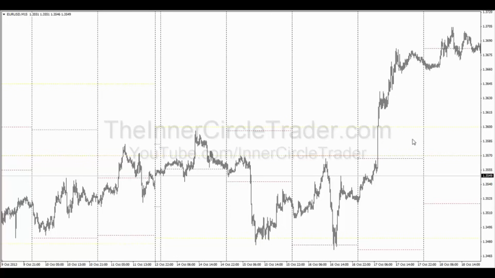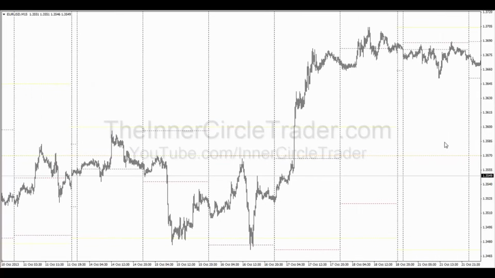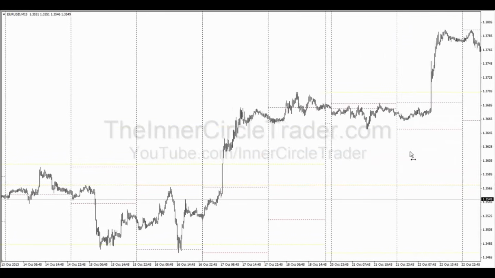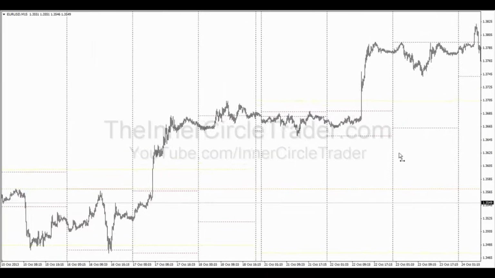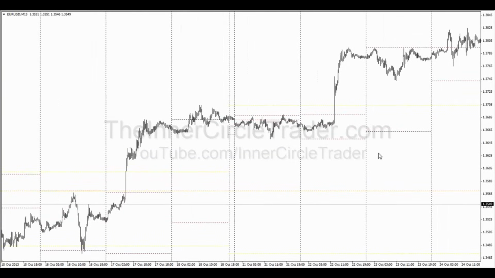So understanding the contraction of the daily ranges again is vital to understanding when the next big move, quote unquote, is about to ensue. Because we as traders, that's what we need. We need volatility to make money.